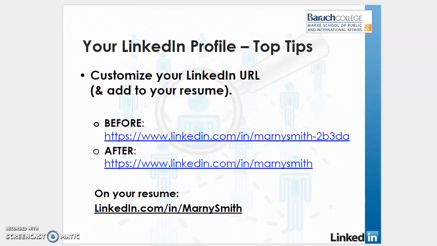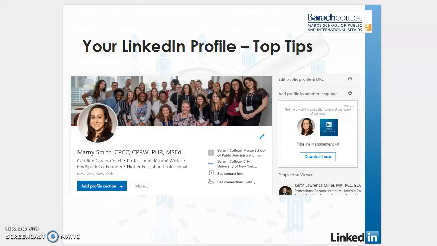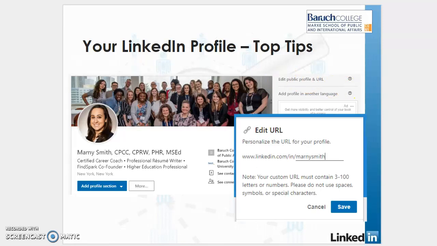Another item you have the ability to customize is your profile URL. Your default URL may come with some unnecessary extra letters and numbers at the end of it, but you can remove those. If you want to edit your profile URL, just look at the upper right-hand side of your profile, and you'll see the option to edit your public profile and URL. If you click on that, this box is going to appear, and you can then remove any numbers or letters at the end of your URL to make it look a little cleaner.